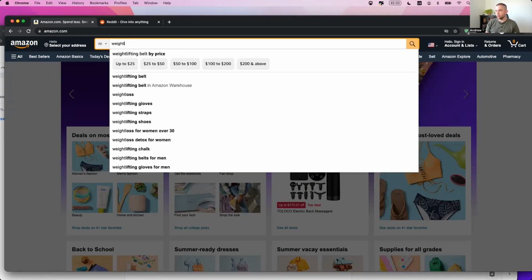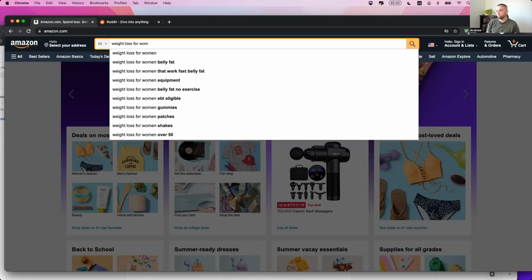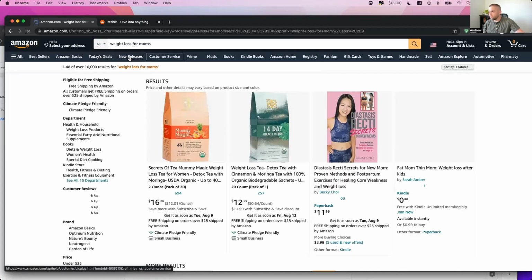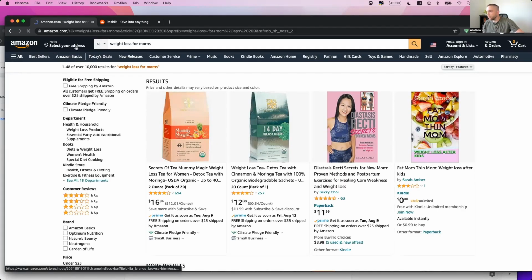So let's say weight loss for women. Let's say weight loss for moms. Try that. Again, we want to try and at least narrow it down to the avatar as best we can. So yeah, let's go ahead and filter this by books.